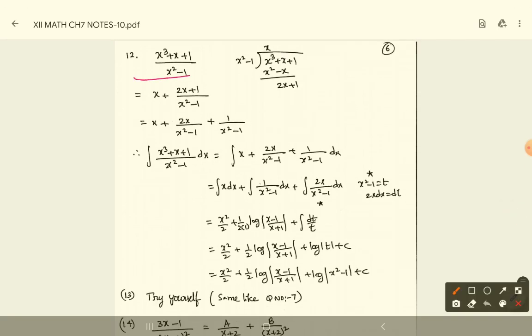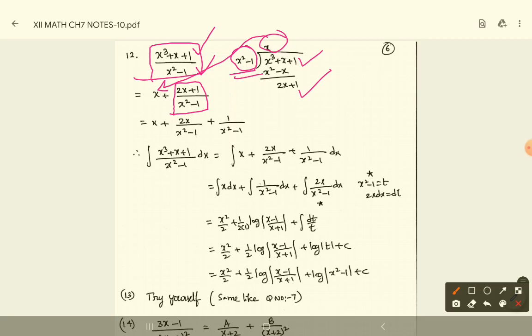What is that? (x cube plus x plus 1) by (x square minus 1). So for that, what should I do? Since it is an improper rational fraction, the degree of the numerator is more than the degree of the denominator. Whenever that happens, better to perform the division. So x square minus 1 is the divisor, and x cube plus x plus 1 is the dividend. You divide it, and you get the quotient as x, so it is x plus (2x plus 1) by (x square minus 1).